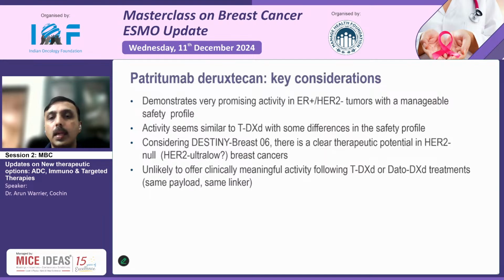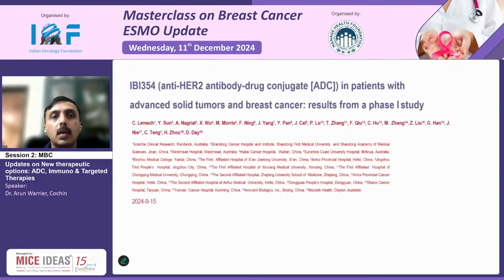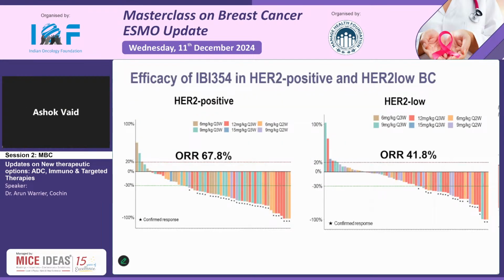following the T-DXd. So that was a phase 2. Now let's review another molecule, which is IBI354. This is again an anti-HER2 ADC from a phase 1 study. This is from a group of tumors and breast cancer, like what happens in a phase 1 trial.